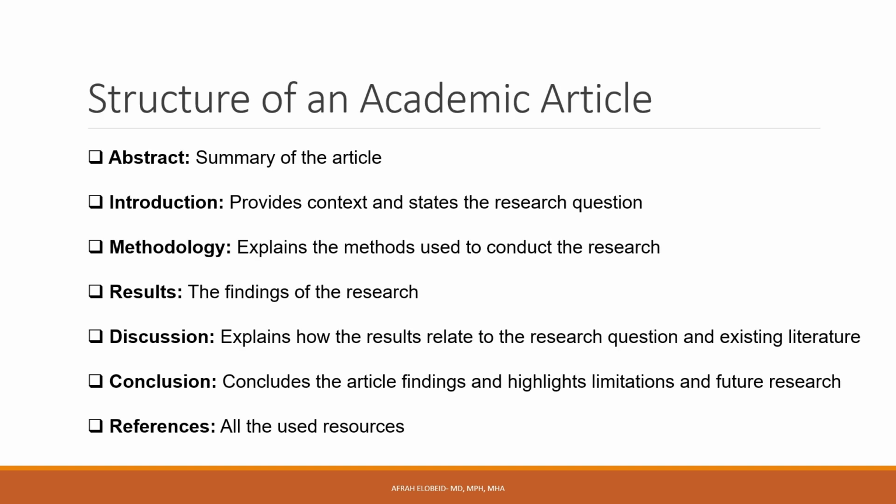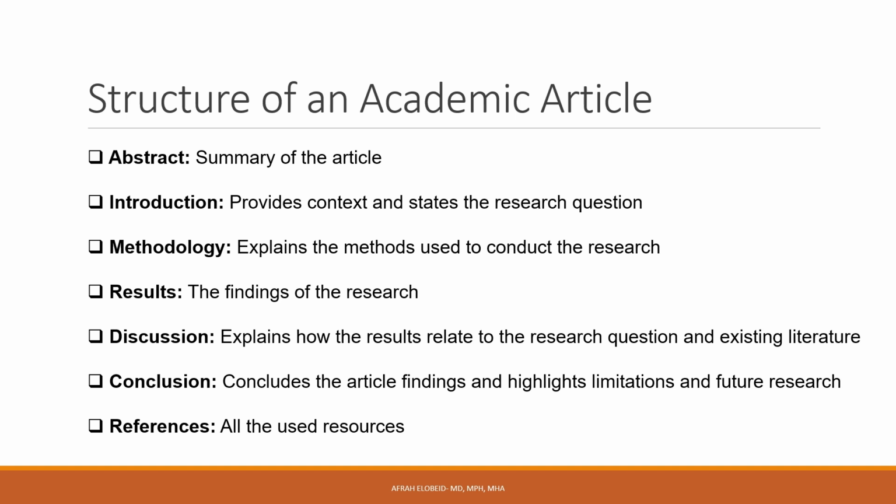So the structure of an academic article is basically the same. The variation usually comes from the publishing journal. So some journals have certain requirements for the articles they publish, but the components are almost the same.